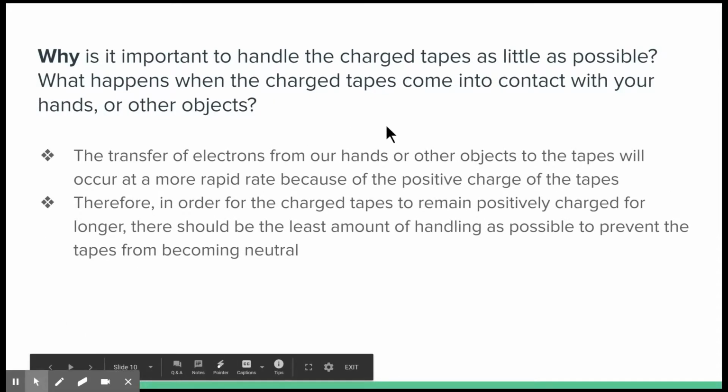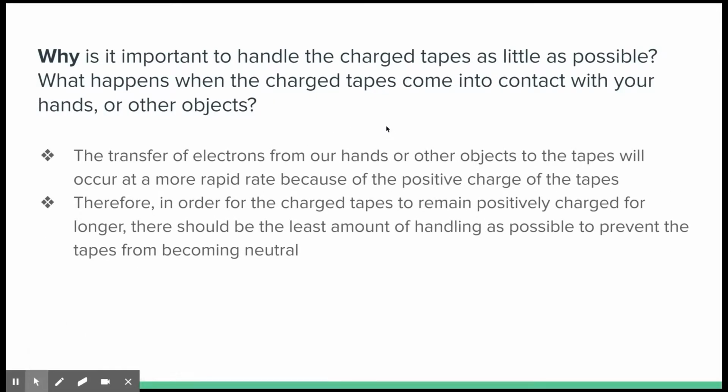Why is it important to handle the charged tapes as little as possible? What happens when the charged tapes come into contact with your hands or other objects? The transfer of electrons from our hands or other objects to the tapes will occur at a more rapid rate because of the positive charge of the tapes. Therefore, in order for the charged tapes to remain positively charged for longer, there should be the least amount of handling as possible to prevent the tapes from becoming neutral.